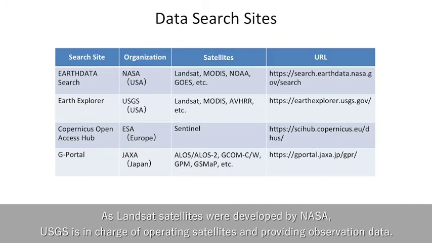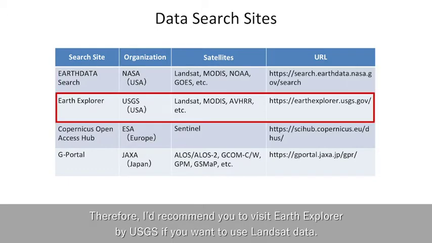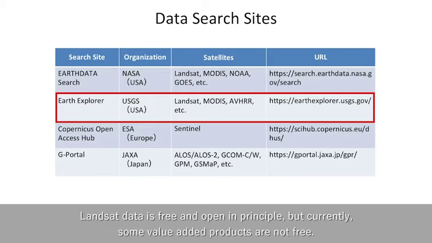As Landsat satellites were developed by NASA, USGS is in charge of operating satellites and providing observation data. NASA provides Landsat data through their site, but it is limited to a part of the archive. Therefore, I recommend you visit Earth Explorer by USGS if you want to use Landsat data. Landsat data is free and open in principle, but currently, some value-added products are not free.